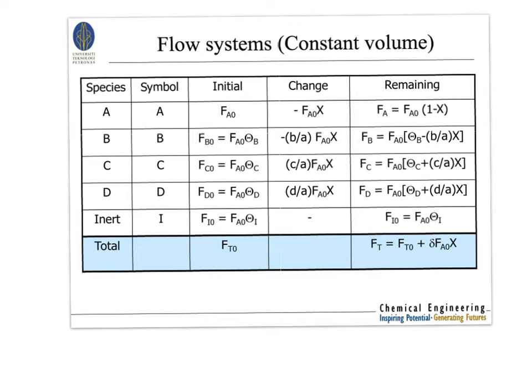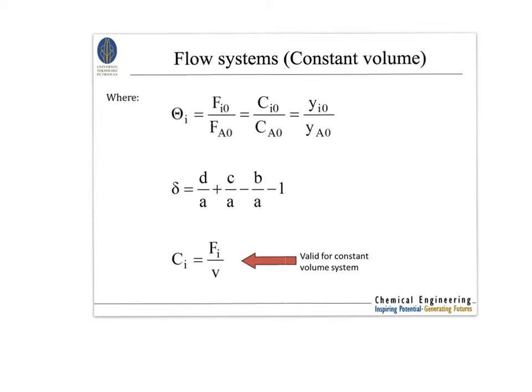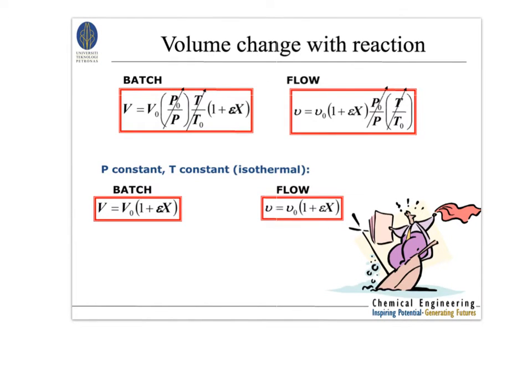Okay, just to recap from the previous lecture, this is the stoichiometric table for a flow system. You have all the species, reactant and product, and also don't forget to include the inert. And these are the parameters that you use in the table, the definition for each one. The last one is the equation for you to include the expansion factor into the calculation for both batch and also for the flow reactor.